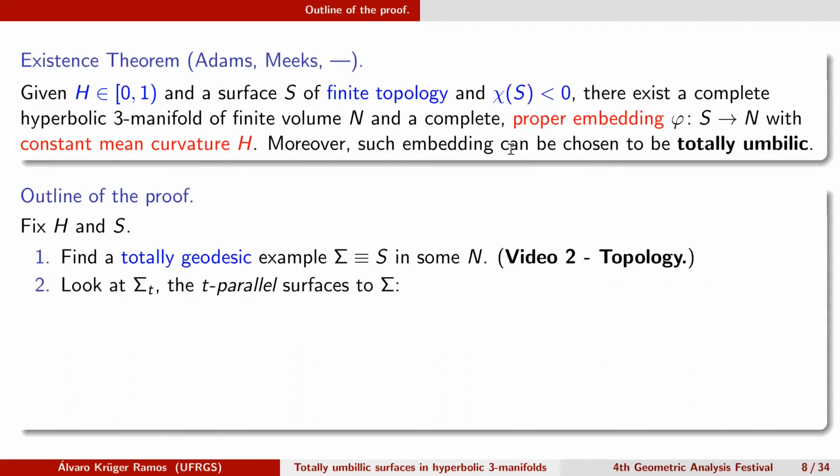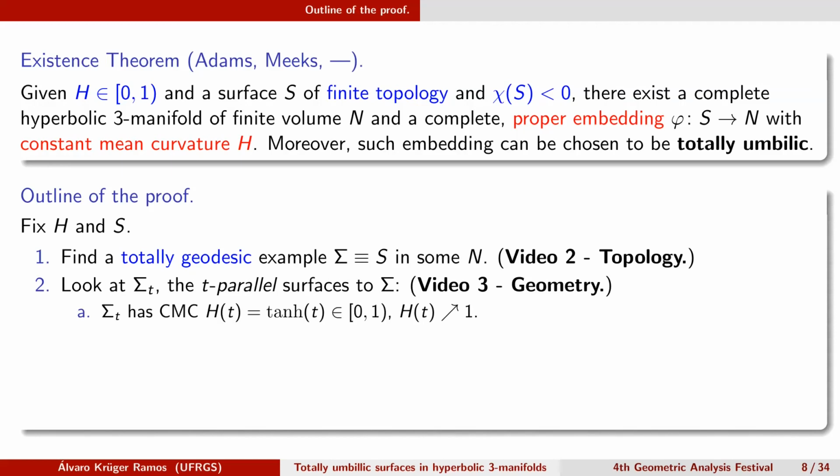Then after that, we have this totally geodesic example, and we can use it to construct examples which are totally umbilic with larger mean curvature. We do it by looking at the t-parallel surfaces to sigma, which is just going parallel. You take the exponential map and you go a fixed distance. This will be done in the third and last video of the talk, which will be more of a geometric video.